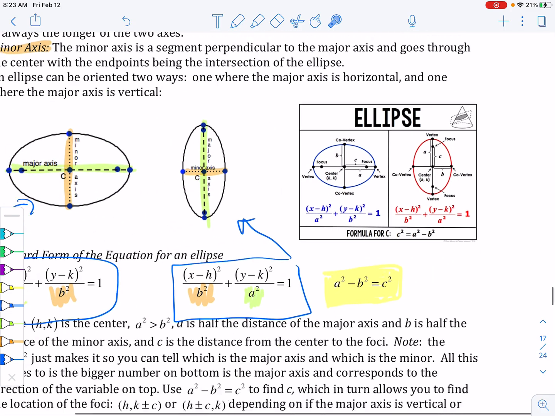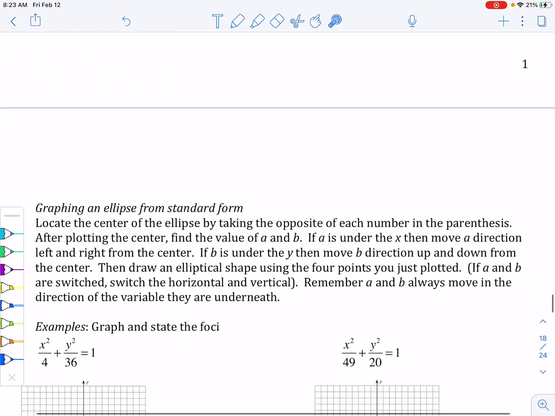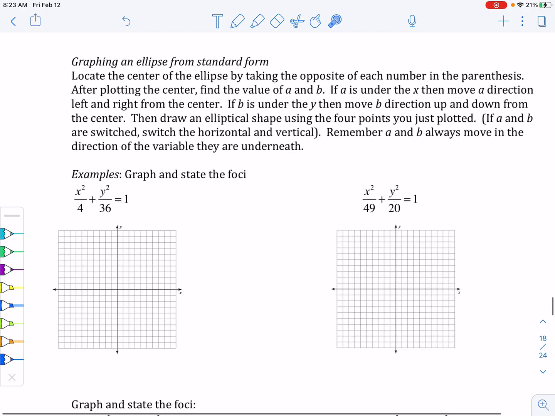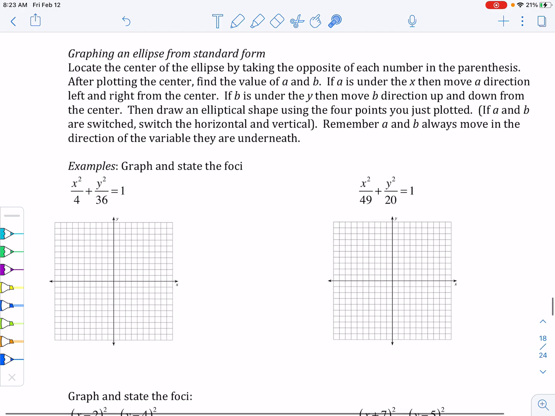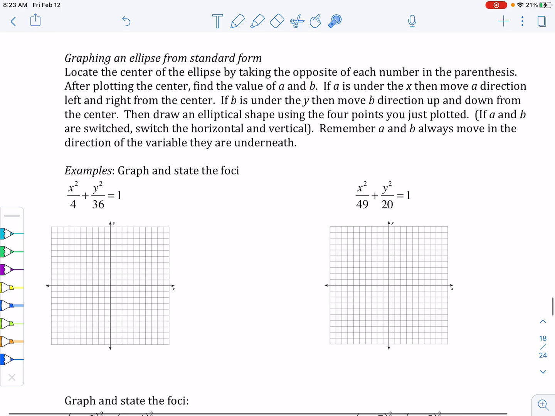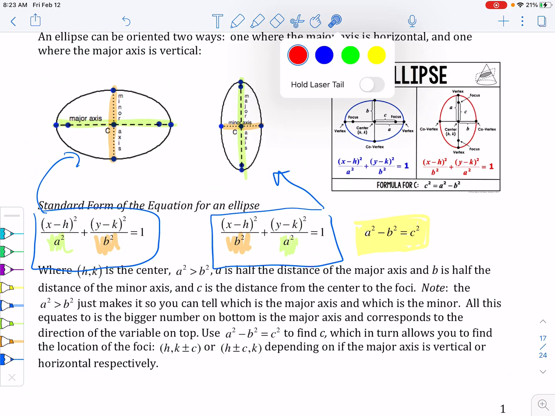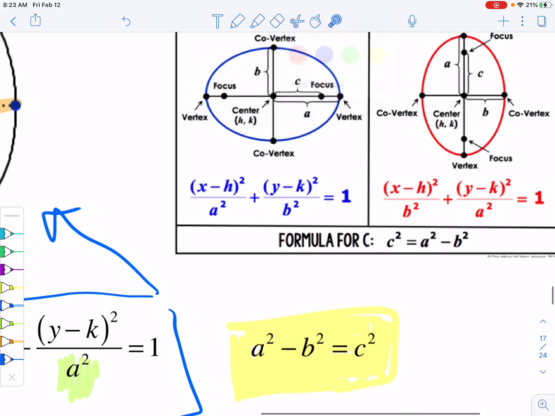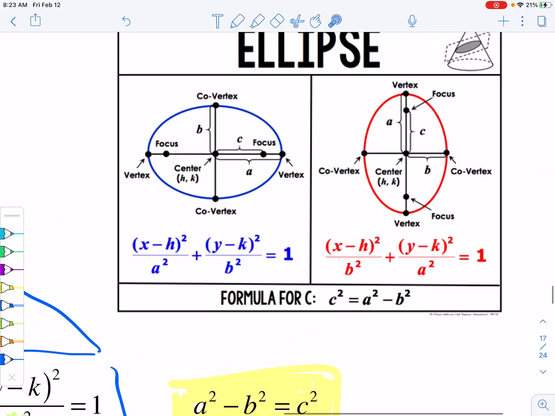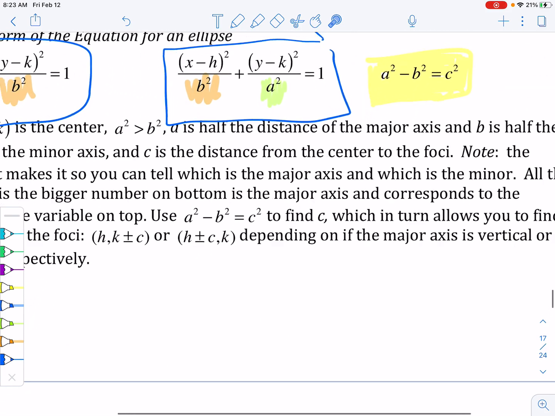Okay? So let's take a look at graphing and stating what the foci are. So when we're looking, oh, I neglected this part. When we're looking at our picture here, we find our center the same way we find the center of a circle. So it's the opposite of inside here, the opposite of inside here. So our center is located at (h, k). Okay. So it's similar to our circles in that way.